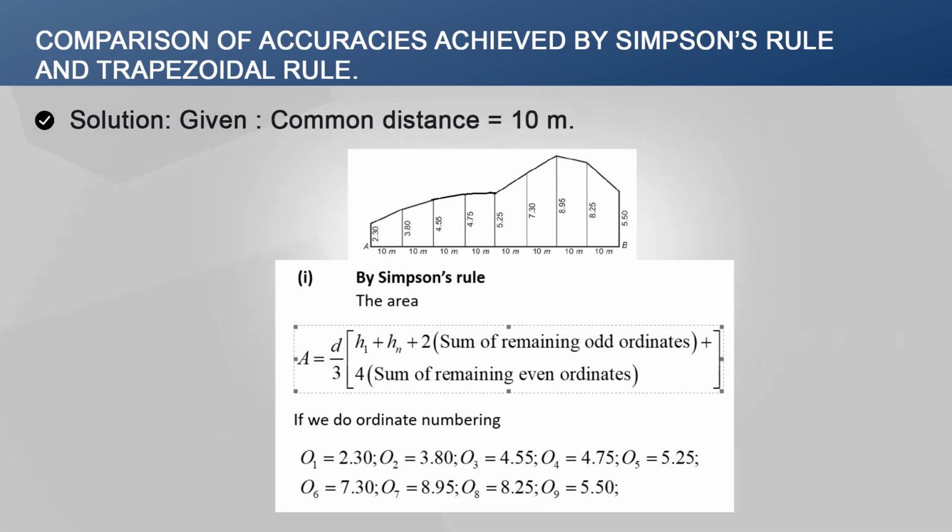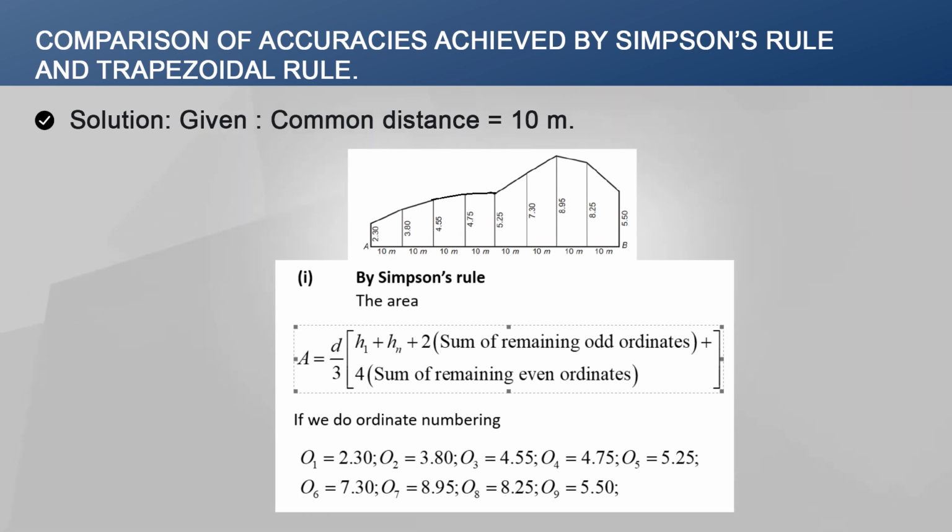Now, this figure shows the offsets and their spacing. Now, we know the formula of the Simpson rule. So, it is A equal to D by 3 multiplied by first ordinate plus last ordinate plus 2 into sum of remaining odd ordinates plus 4 into sum of remaining even ordinates. We have to do numbering like this. The first offset will be numbered as 1. So, let us do the numbering of the offsets.